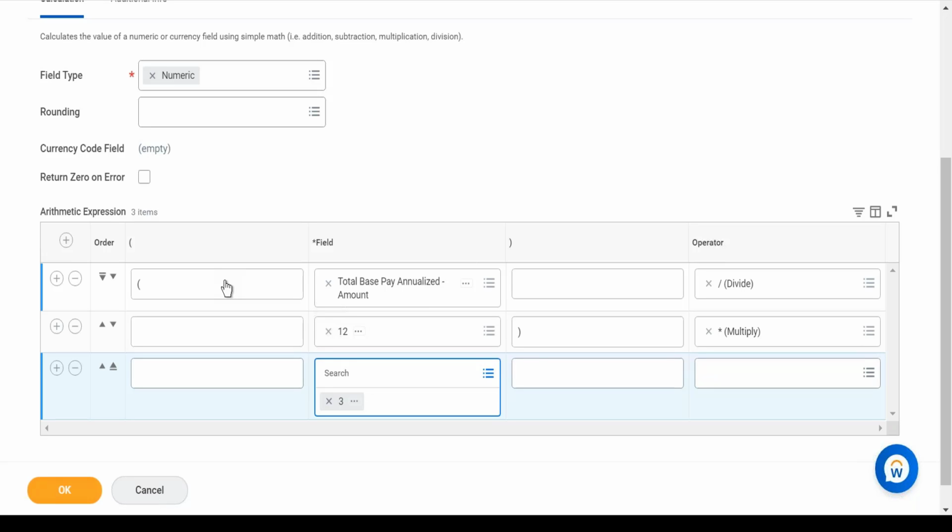Simply, that is how you do BODMAS; you have to follow that rule. Whatever set of calculations you need Workday to perform first, put them under parentheses and then do the further set of calculations. Got it? Yeah.